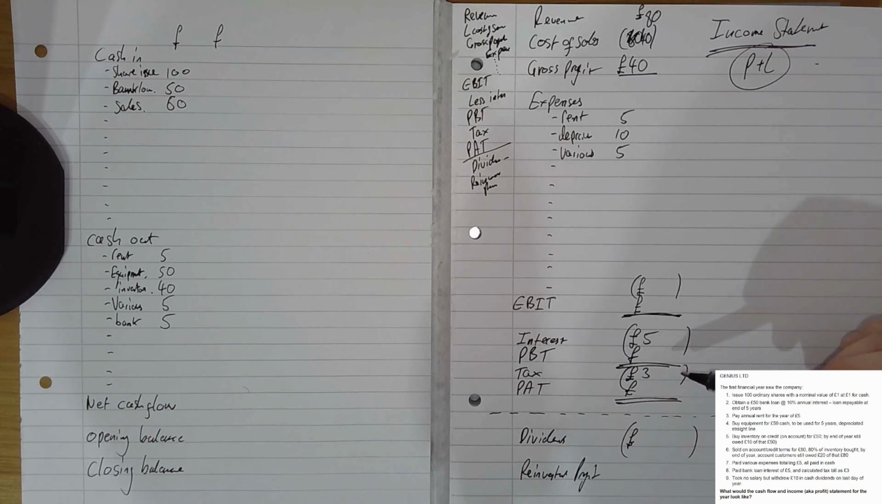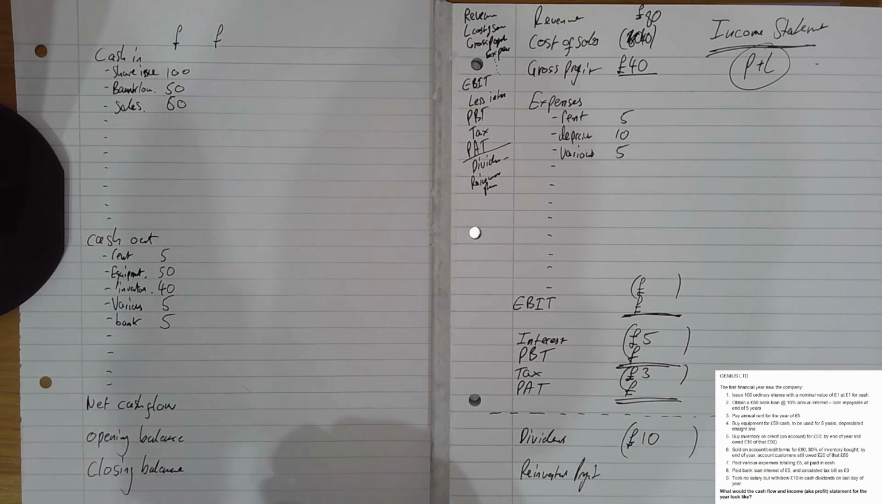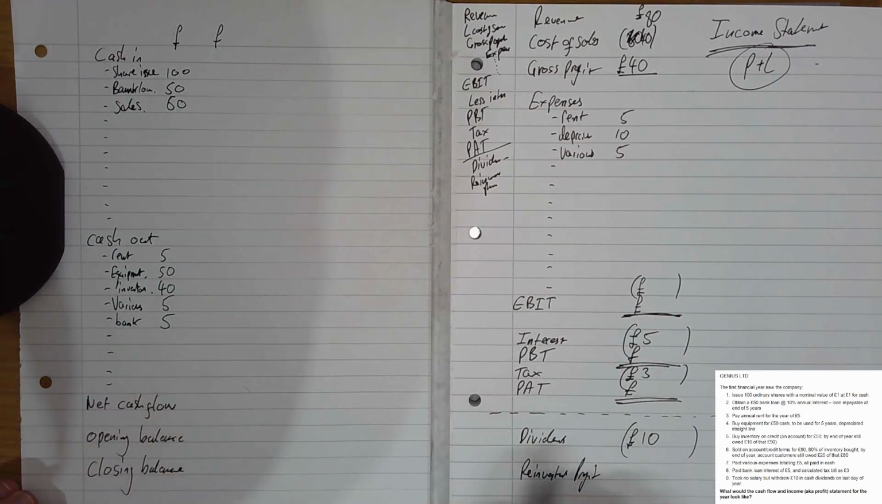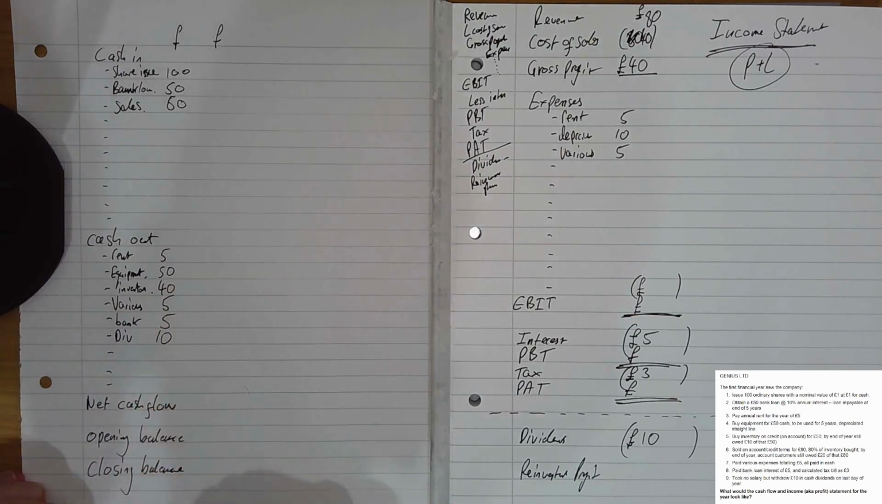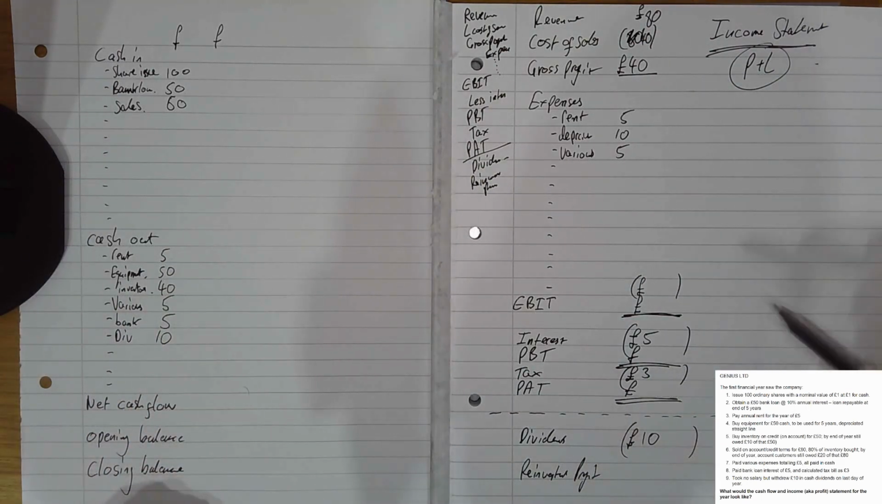Took no salary but withdrew £10 in cash dividends on the last day of the year. So we can put dividends £10, and be very careful because that is a cash outflow. That's something that I missed the first time. Dividends, £10 outflow. So now we can calculate everything. Let's get our calculator out.